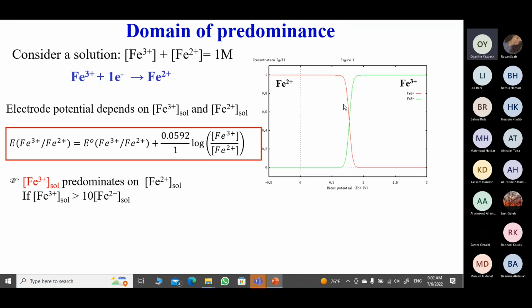Fe2+ starts to decrease, Fe3+ starts to increase in concentration. When they're equal to each other, we have the E naught value. We reached the standard reduction potential. As my Fe3+ becomes greater, on top, as a concentration, the upper part is greater. That means the E is greater than the E naught. When the Fe2+ is bigger, this becomes negative, and that means the E is lower than the E naught.